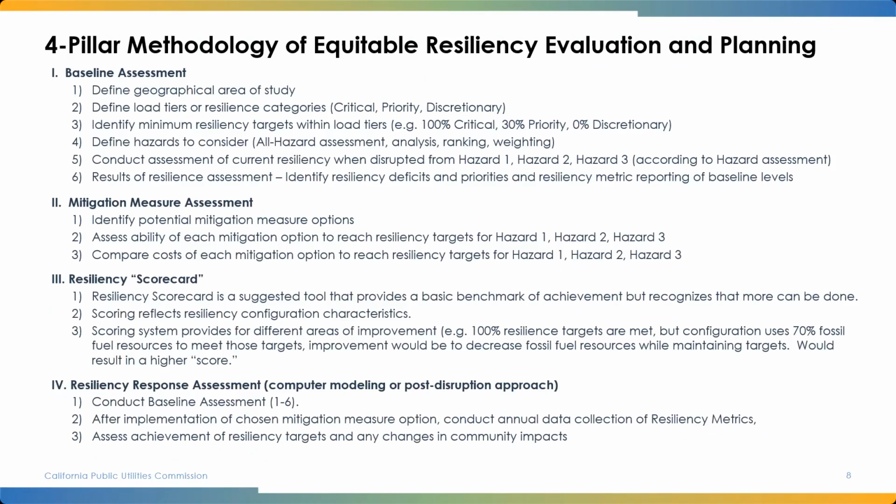In pillar 2, we look at mitigation measure assessment. What protection options do we have? That's number 1. What does the best job at protecting the most? And what is the cost?